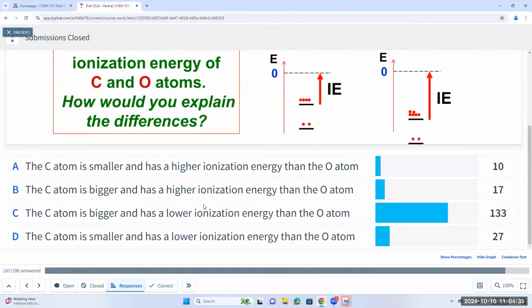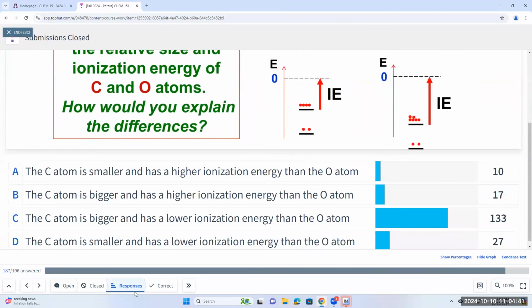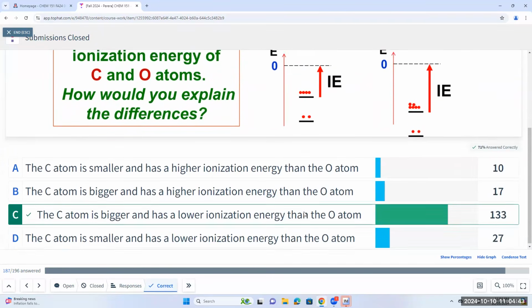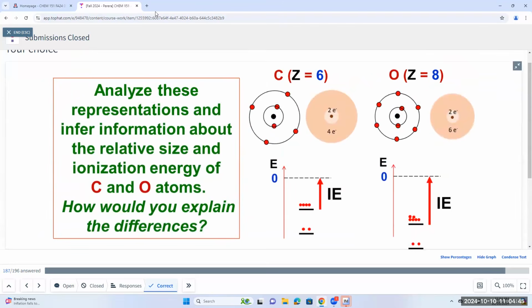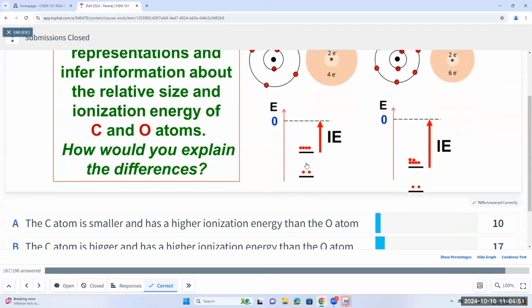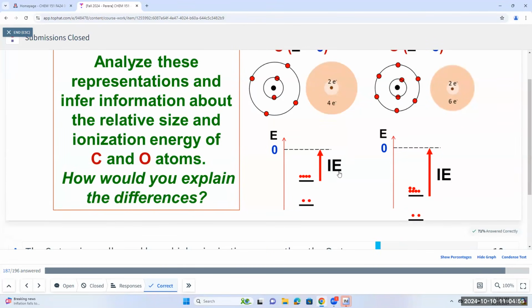Okay. Carbon atom is bigger and has a lower ionization energy than oxygen atom. I think it makes sense too. So that's the correct answer as well. So why is this the case? In both cases, carbon and oxygen, the electrons are filled to the second shell. So here's the first shell already filled. Okay, and then in both cases, you're filling electrons to the second shell as well.